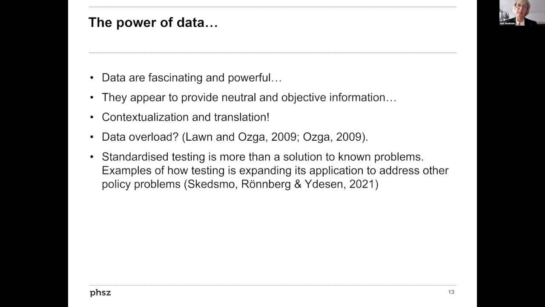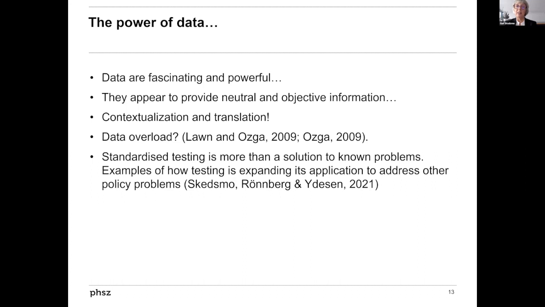I also want to say that in the end now, the data, they are really fascinating. You know, you have numbers that you can use to compare across contexts, local, national, and also used for different types of purposes, and they're quite powerful. And they also appear to provide neutral and objective information. And this maybe needs to be questioned a bit more, because research has also emphasized that data needs contextualization. It also needs kind of translation as part of feedback in order to help students and teachers and school actors to improve.